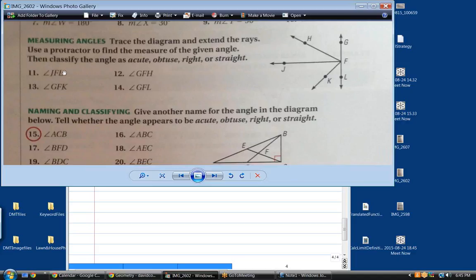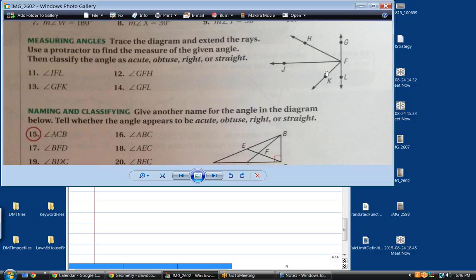So angle JFL. Use your protractor. Line up the bottom edge of the protractor on this line right here. Okay. And read the bottom scale, because in this case, we want this angle from here to here.